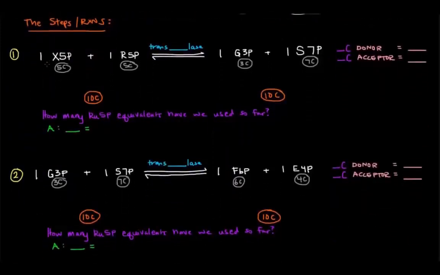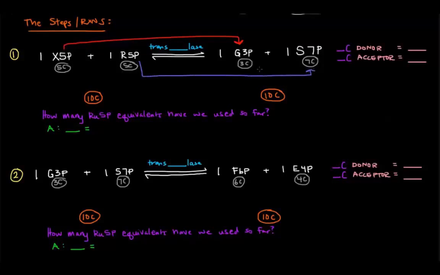First step is we're going to take 1 X5P and 1 R5P, which are both 5-carbon molecules, and we're going to turn them into 1 G3P and 1 S7P, which is 1 3-carbon molecule and 1 7-carbon molecule. Now, specifically, we're going to take this 1 X5P and turn it into this G3P. So we're going from a 5-carbon molecule to a 3-carbon molecule, and then we're going to take this R5P and turn it into this S7P.